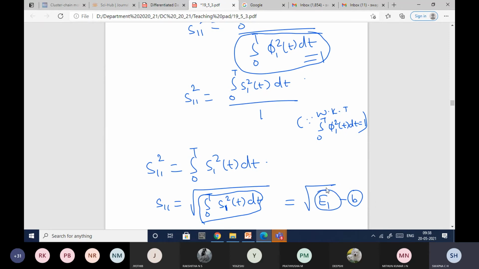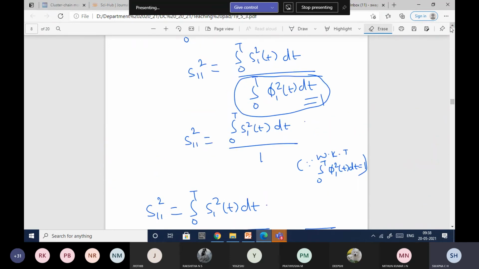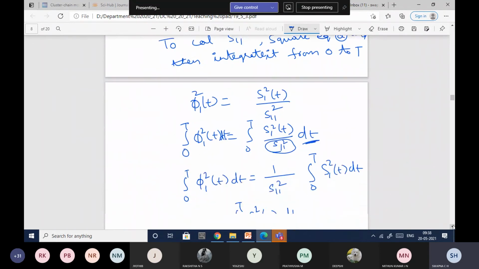This I've considered as equation B, and this equation B I've substituted in A. All these calculations I've done only to find out S11. That is the reason. I've got the S11 equation, so now I'll substitute it in this. So phi1 of t will be equal to S1 of t divided by S11, which is nothing but root E1. Root E1 is nothing but the energy of the S1 of t signal.